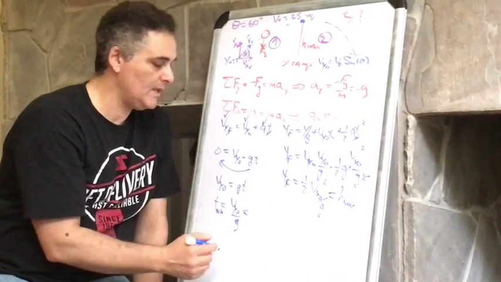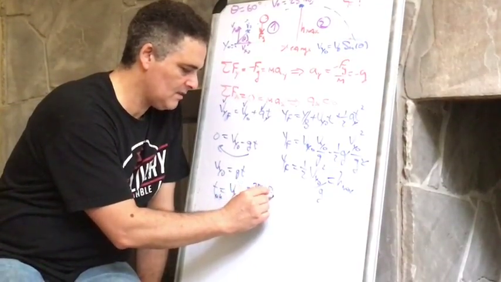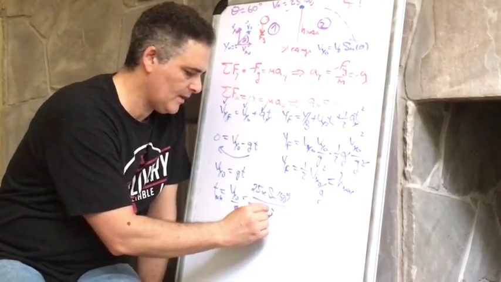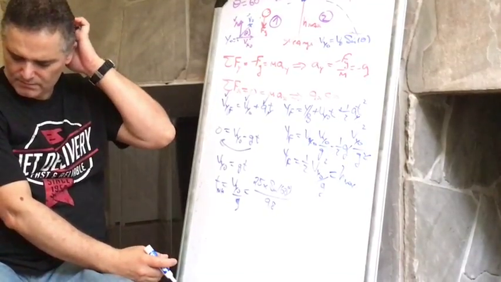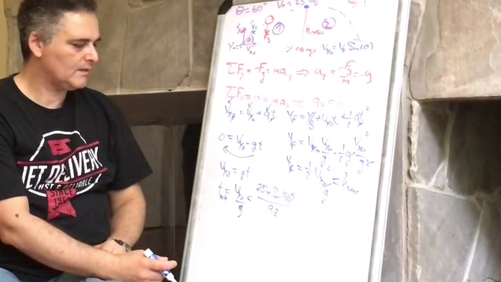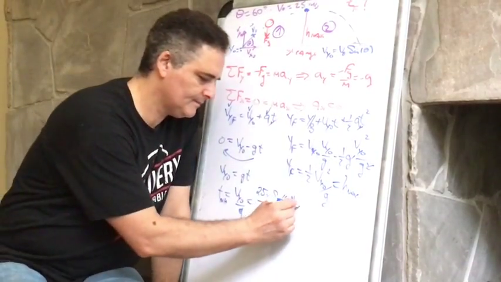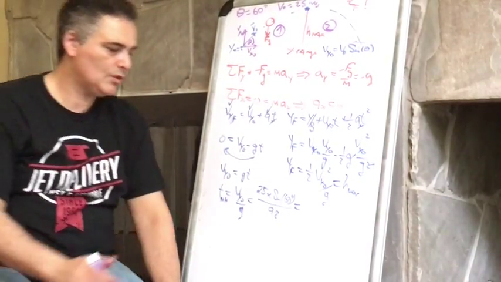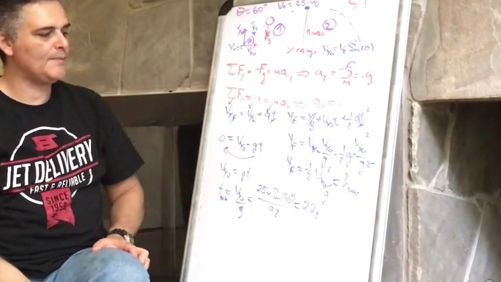So that means time equals Vy0 over g, which is 25 times the sine of 60 degrees over 9.8. The sine of 60 is 0.86. It's going to be 2.2. 2.2? Yeah. Okay, so that's the time it took to get to the top, okay?